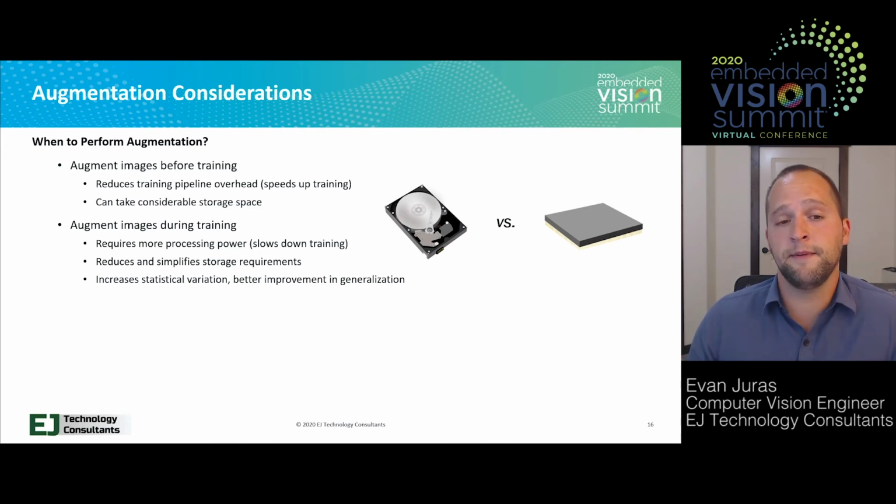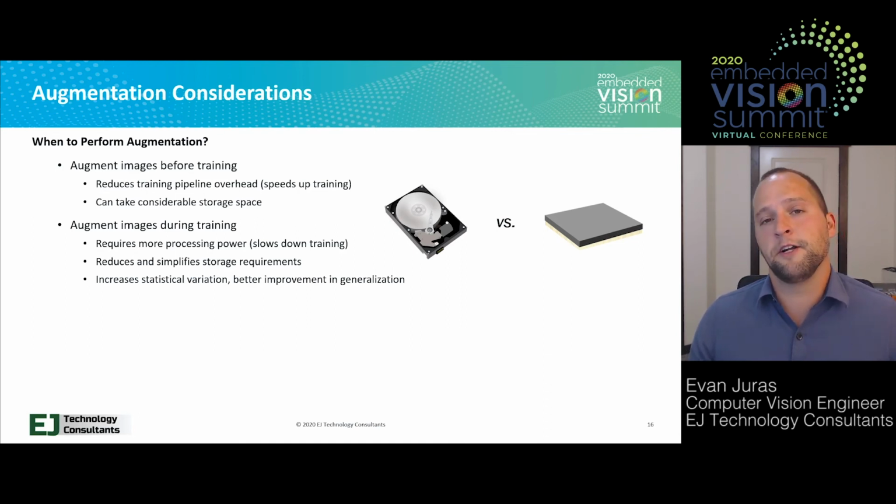You can also augment images automatically during training. Basically, you can set up your preprocessor to go grab images from your original data set and randomly apply augmentations to them and then pass them into the training algorithm. One drawback of this is that it requires more processing power, so it'll ultimately slow down your training, but it does reduce and simplify the storage requirements. Another benefit of doing it this way is that it increases the statistical variation that you'll be creating with augmented images. Since it's going through and randomly selecting images and augmenting them, it almost has an infinite space of variations that it can create.